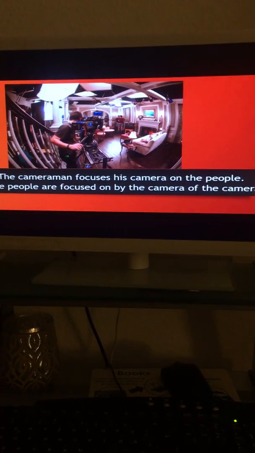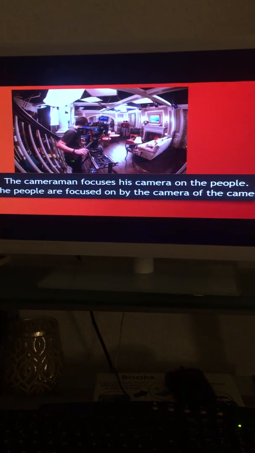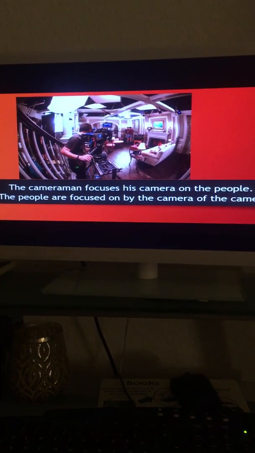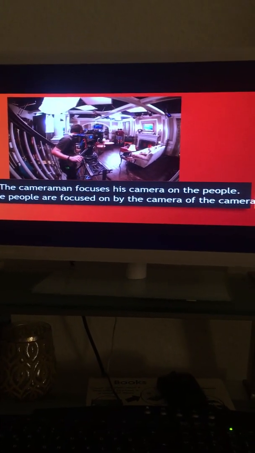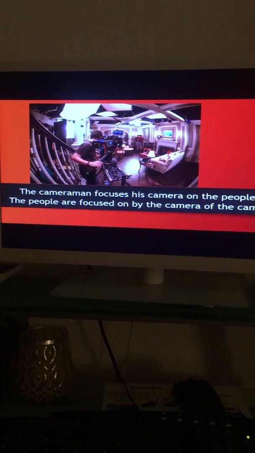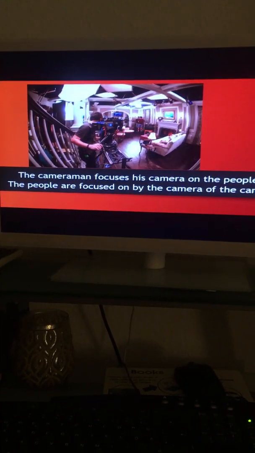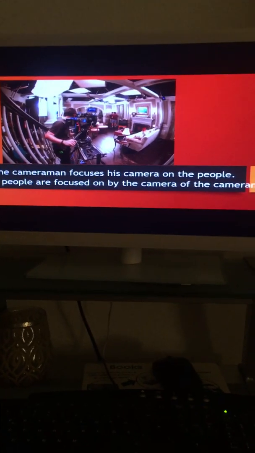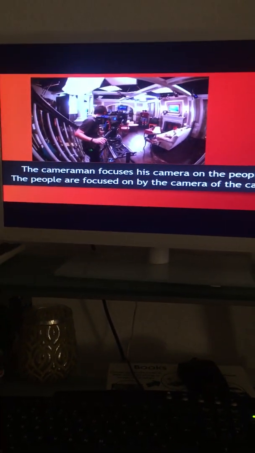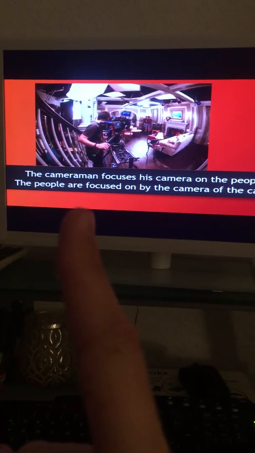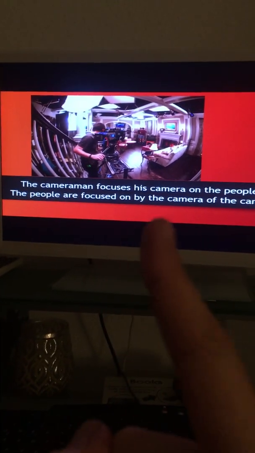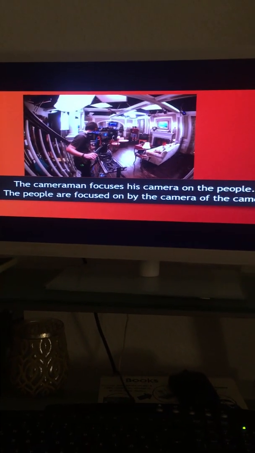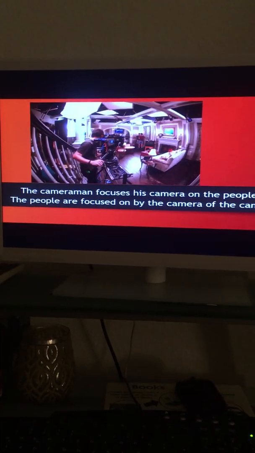Okay? So which one is the passive voice? It's the second one, correct. The people are focused on by the camera of the cameraman. So we've got the people, we've got are, a form of to be, focused, which is the past participle, on by the camera. Okay? Good job if you found them out correctly.